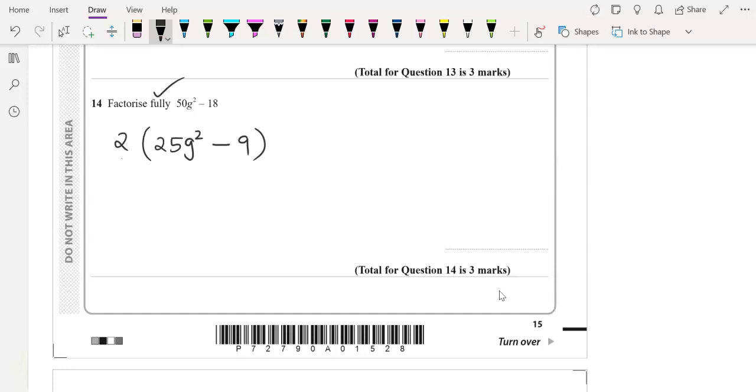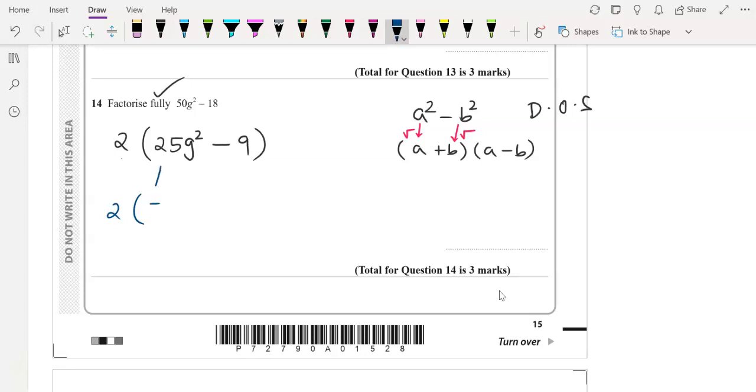Now, if you look at the bracket, it is in the form of a squared minus b squared, which is a difference of squares. So your factors are a plus b, a minus b. Now, how do you get a and b? Just take the square root of the first term and the square root of the second term. So 2 stays the same. The square root of 25 is 5. The square root of g squared is g. The square root of 9 is 3. You write two brackets, one with a plus sign, one with a minus sign, and that gives you 3 marks. Okay, that's it for this one. Moving to question number 15.